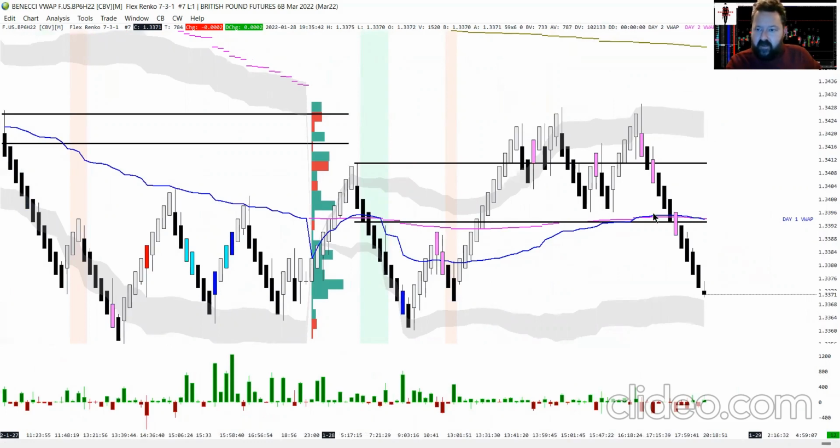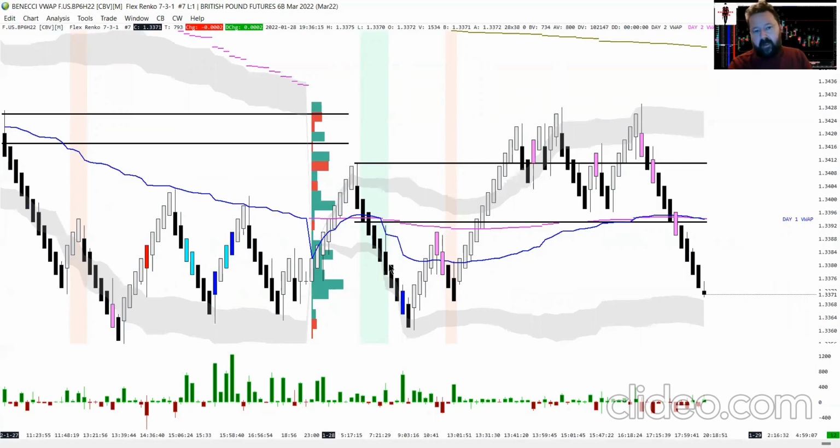The magenta line, that's day two VWAP. So that's yesterday's, the previous day's VWAP. Now, I don't think anyone uses day two VWAPs, but I like to have it on there, because I've noticed sometimes, like you can see here yesterday, that the current day VWAP was getting defended every time we touched VWAP. So those participants might still be active.